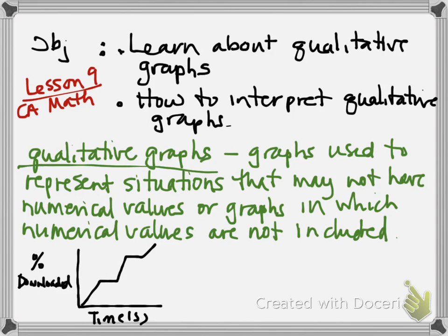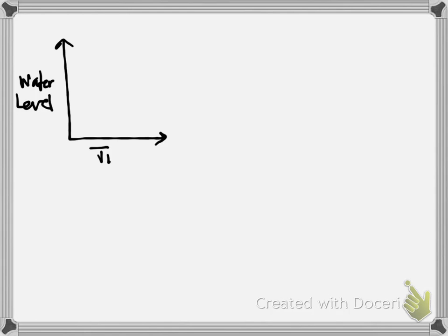Okay. So what we're going to do now is you can see that there was some sort of relationship going on between time and the percent downloaded. So what I'm going to do is give you different types of graphs, and we're going to try to figure out what's happening. So let's do this one. These are not going to require graph paper. Now I'm going to write these horizontal. So this is about water level and this is over time.